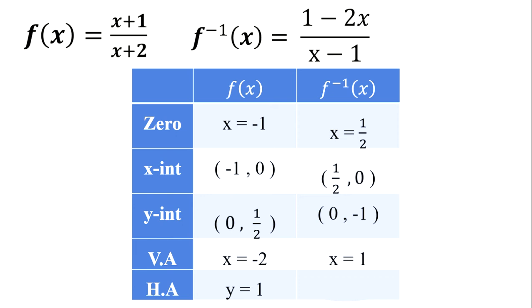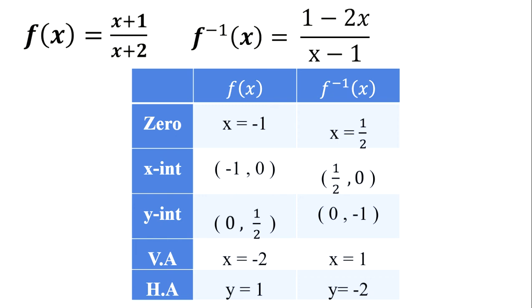And then for the horizontal asymptote, again, same degree. So all we need to do is to get the numerical coefficient of x. So we have here -2 and then 1. So -2 divided by 1. So that's -2. Y is equal to -2.